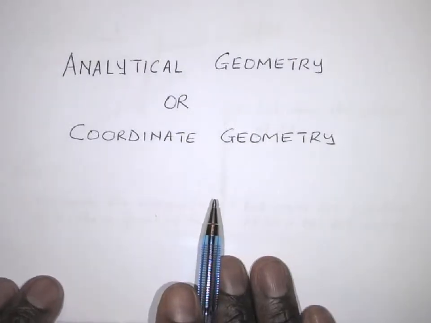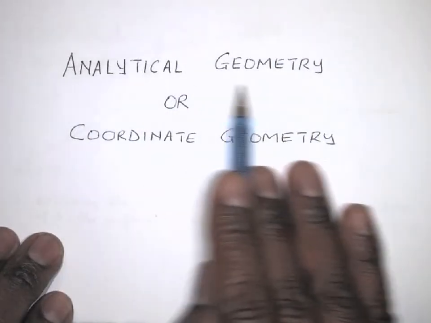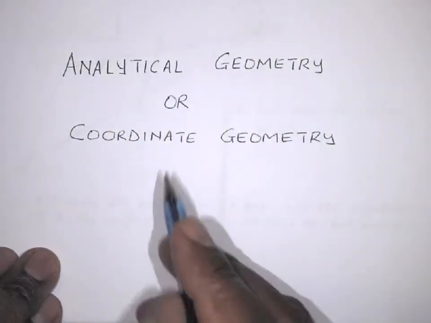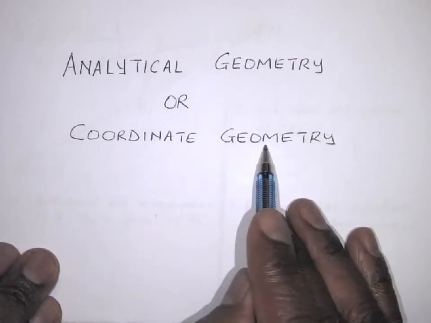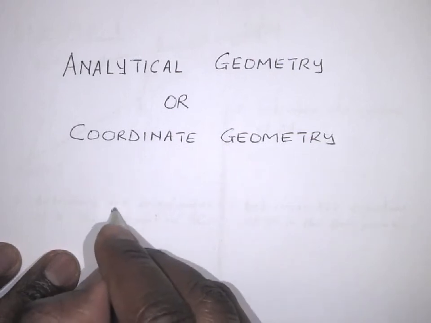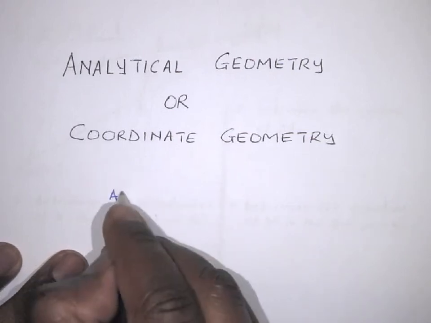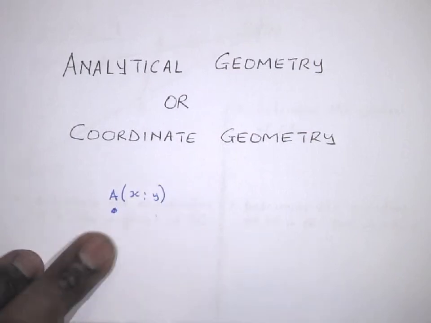Hi, grade 11s. Today we are going to revise some of your analytical geometry or coordinate geometry that you did this year to prepare you for your exams. In coordinate geometry, we are looking at the coordinates of points. Say you've got a point here, which is point A. We can label this point as coordinates x, y.